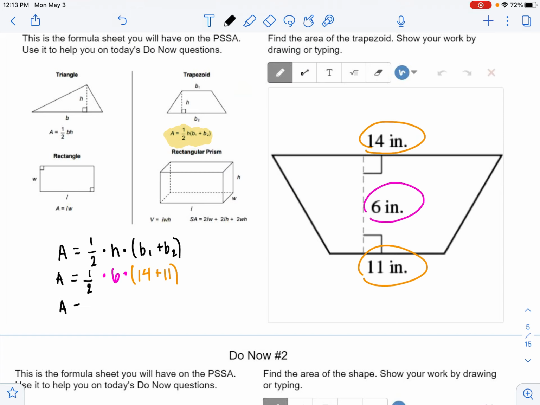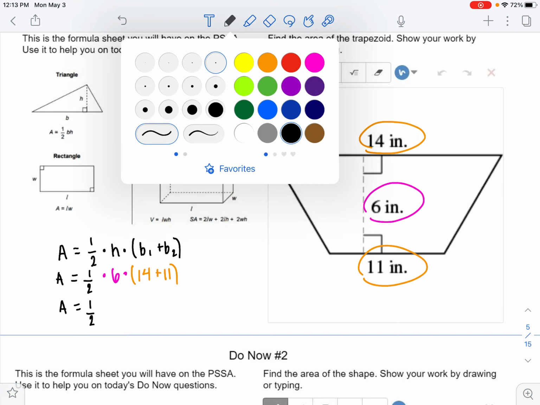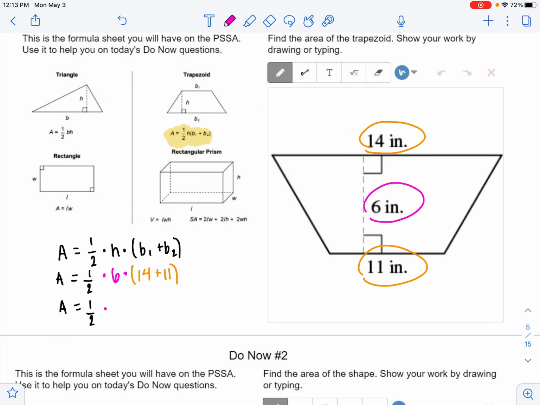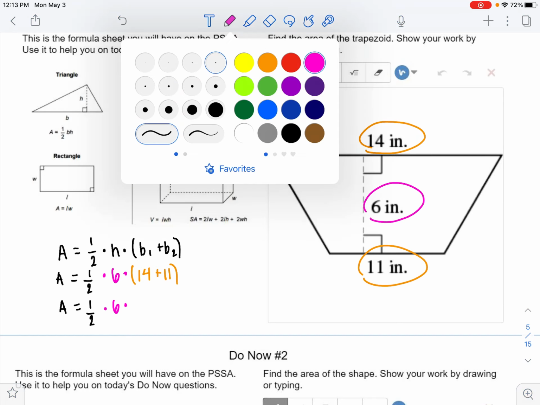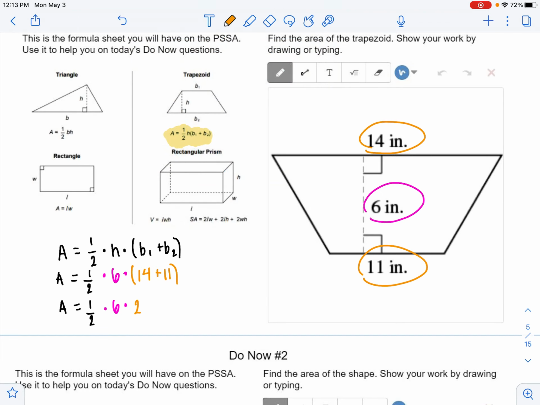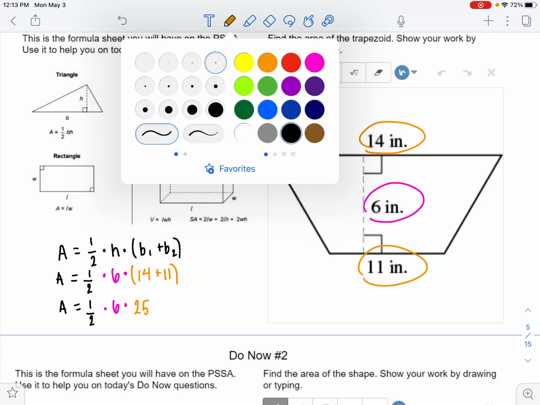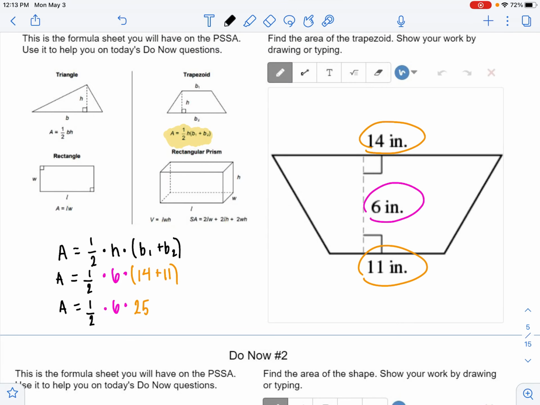So I know that I need to add first because my addition is in parentheses. So I'm adding 14 plus 11, that is 25. And then all I need to do to find my answer is multiply 6 times 25 times 1/2. I would definitely recommend using a calculator for that. 6 times 25 is equal to 150, and half of 150, or 1/2 times 150, is 75. We're talking about area in inches, so it's 75 square inches.